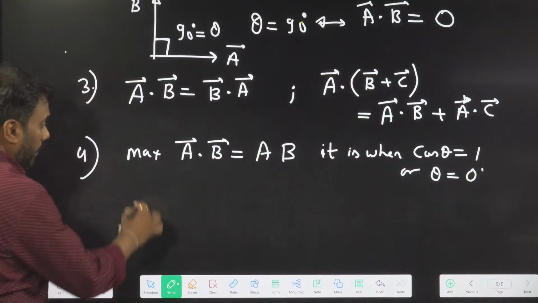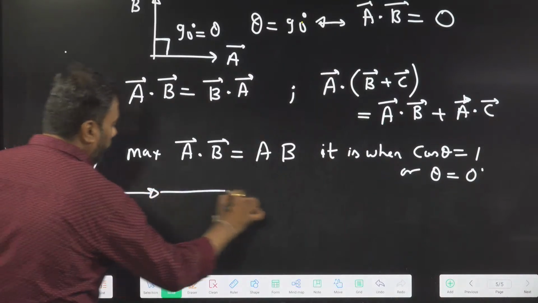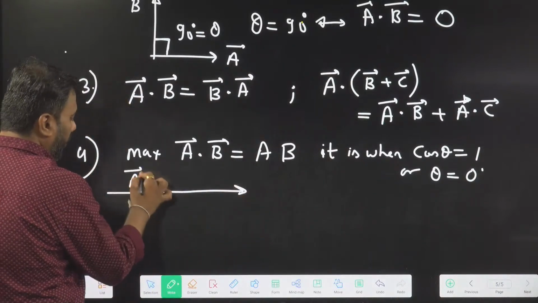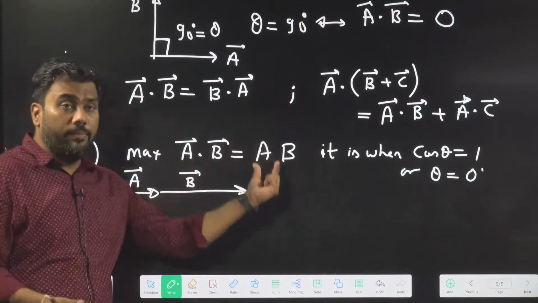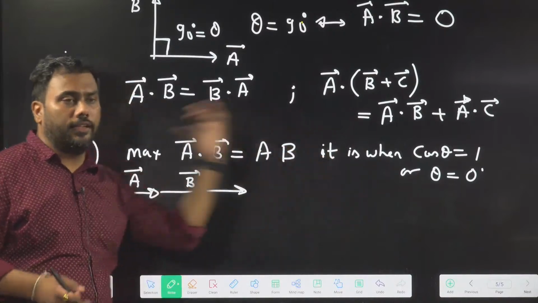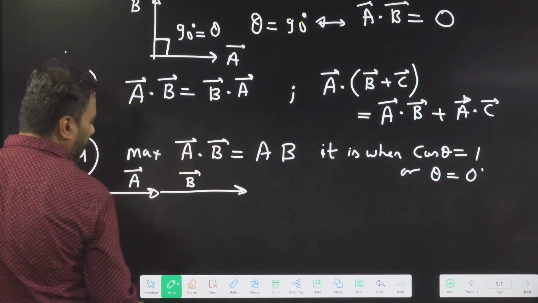So when two vectors are parallel, we get the maximum value of A dot B. If A dot B equals AB, it means the vectors are parallel, theta is 0. And this is the maximum of A dot B.